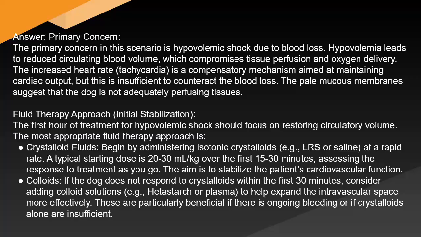Fluid therapy approach: initial stabilization. The first hour of treatment for hypovolemic shock should focus on restoring circulatory volume. The most appropriate fluid therapy approach is crystalloid fluids. Begin by administering isotonic crystalloids, e.g. LRS or saline, at a rapid rate. A typical starting dose is 20-30 mL/kg over the first 15-30 minutes, assessing the response to treatment as you go. The aim is to stabilize the patient's cardiovascular function.